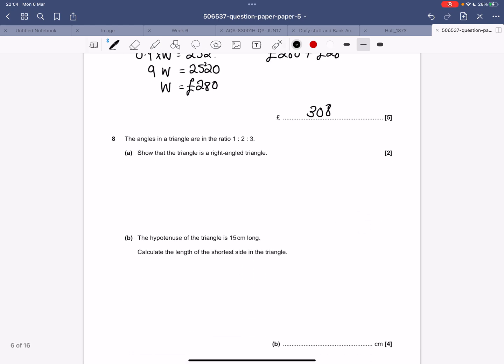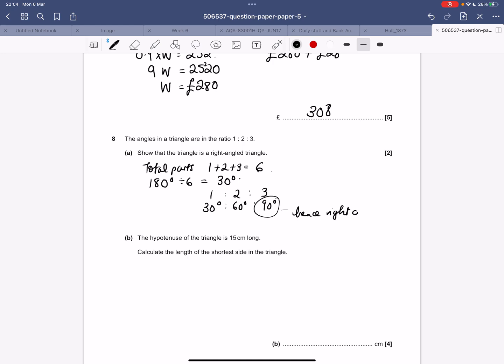Okay, the angles in a triangle are in a ratio 1 to 2 to 3. Show the triangle is a right angled triangle. So the total parts from the ratio is 1 plus 2 plus 3, which is 6. So 180 degrees in the triangle divided by 6 is 30 degrees. So 1 to 2 to 3 is now going to be 30 to 60 to 90 degrees. It's got a 90-degree angle, hence it's a right angled triangle.